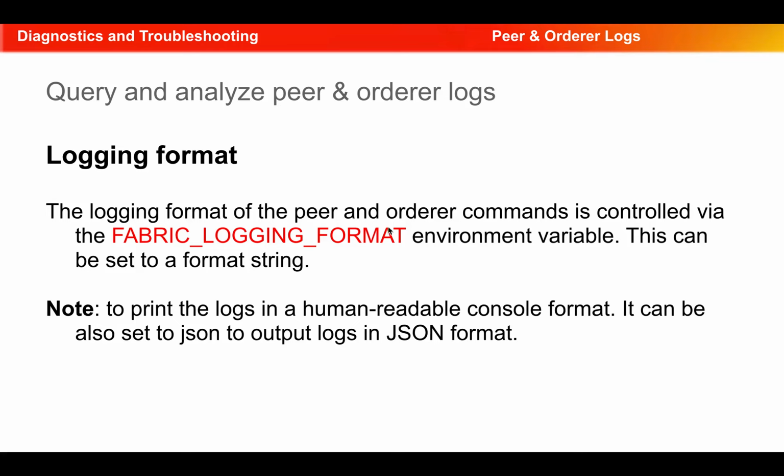The logging format of the peer and orderer commands is controlled via FABRIC_LOGGING_FORMAT, which is this environment variable marked in red. It can be set to a format string to print the logs in a human-readable console format, and it can also be set to JSON to output logs in the JSON format. If you don't understand these environment settings and how you actually see them when you are trying to debug the network, I'm going to show how the logs look in both orderer and peer in the lab section.